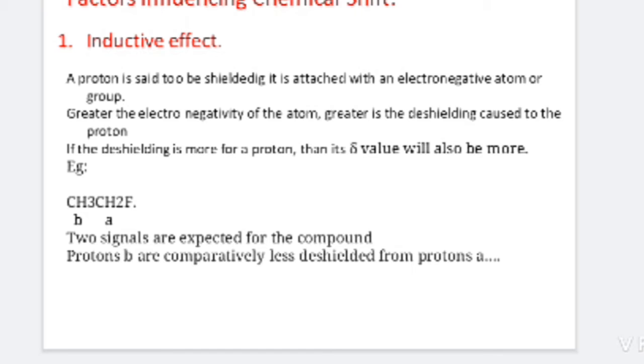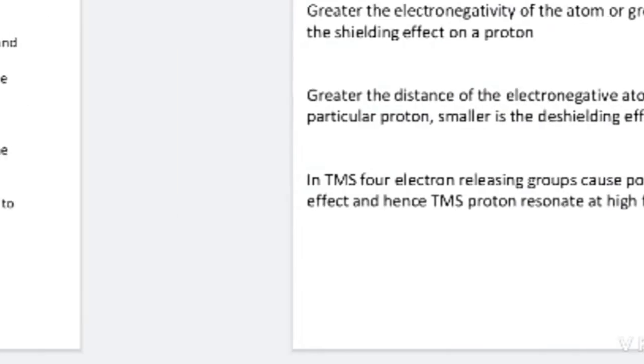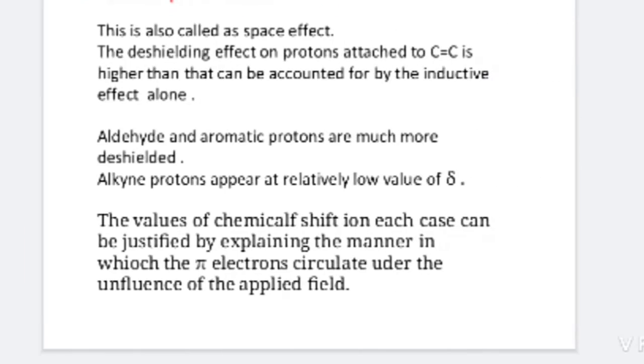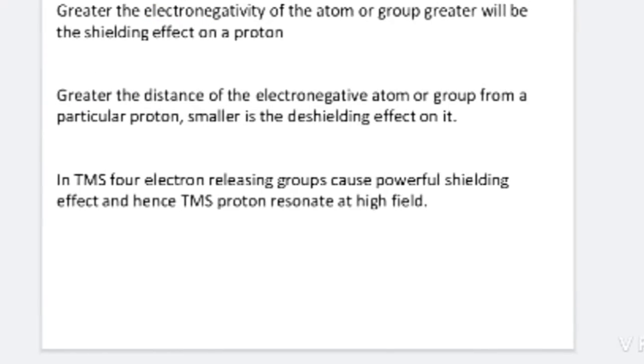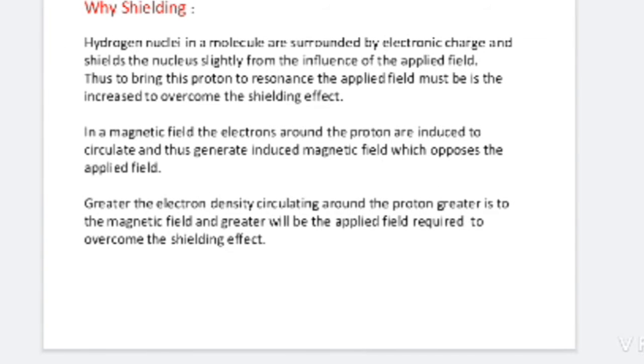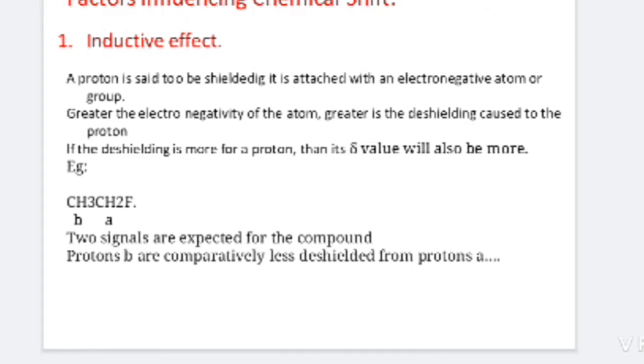What are the factors influencing chemical shift? Especially four factors are there. One is inductive effect, anisotropic effect, hydrogen bonding, and van der Waals shielding also is there. So first let us see the inductive effect. What is inductive effect? Actually, we know inductive effect is just because of an electronegative atom.